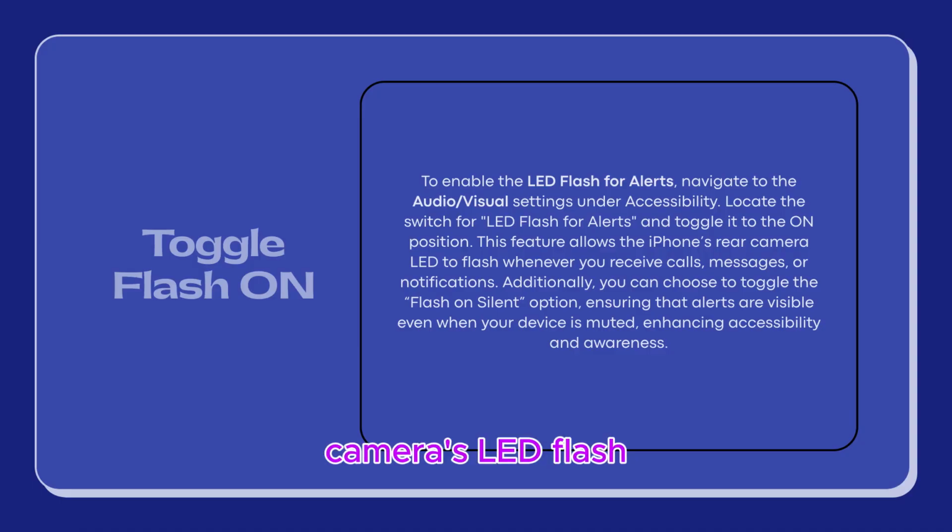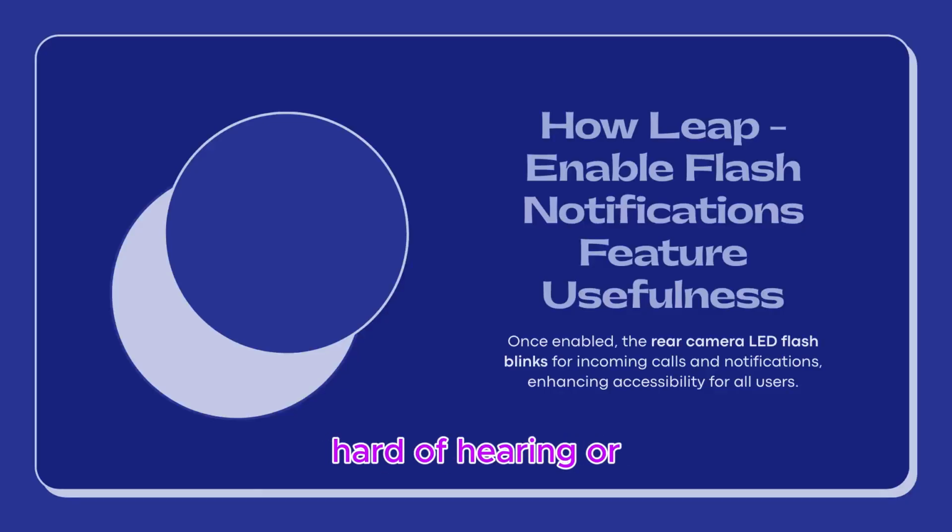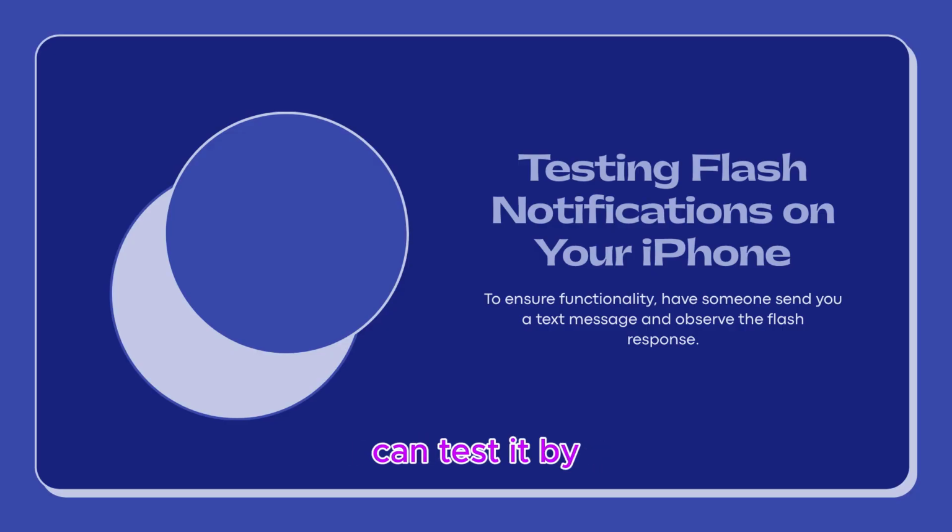Once enabled, the camera's LED flash will blink whenever you receive a call, text, or notification. This feature is useful for people who are hard of hearing or for situations where you need a visual alert. The flash will blink a few times for each notification. You can test it by having someone send you a text. Remember, this uses the rear camera flash, so ensure the lens is not covered.